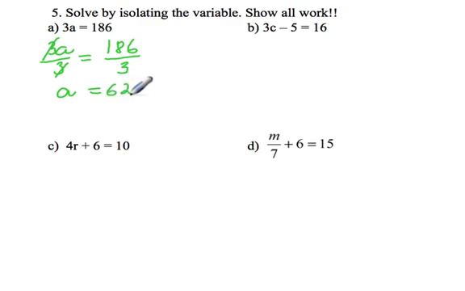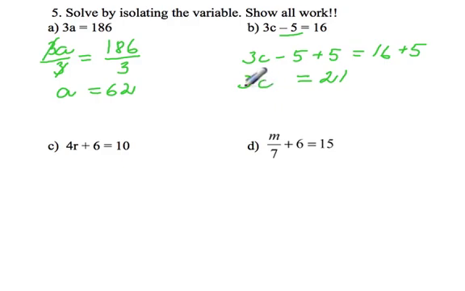Question B. The separate value is 5, and we are going to add 5 to both sides of the equation. 3c minus 5 plus 5 equals 16 plus 5. Minus 5 plus 5 is 0, leaves 3c on the left side. 16 plus 5 equals 21. Now we have 3 multiplied by c, so we are going to use the opposite operation, division. 3 divided by 3 is 1, leaves c equals 21 divided by 3 is 7.